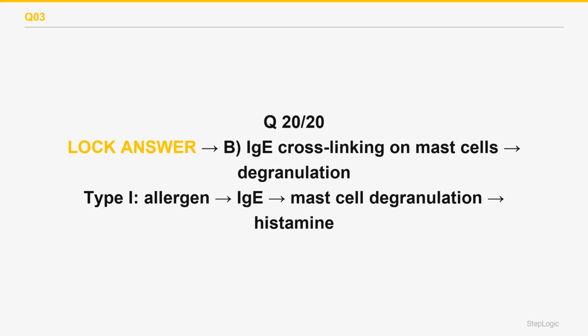Choice A is type 2, cytotoxic antibody against cell surface antigens. Choice C is type 3, immune complexes. Choice D is type IV, delayed, T-cell mediated, like contact dermatitis or PPD. The immediate IgE-driven mast cell reaction defines type 1. Give epinephrine first.